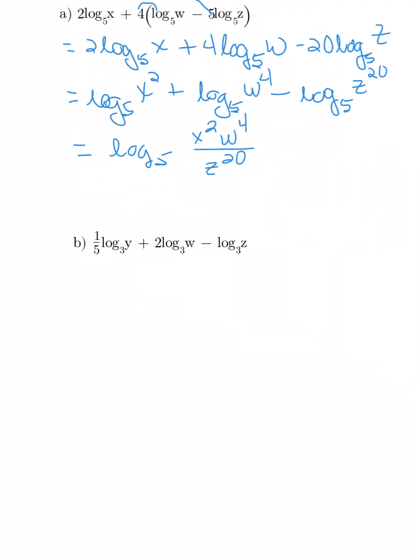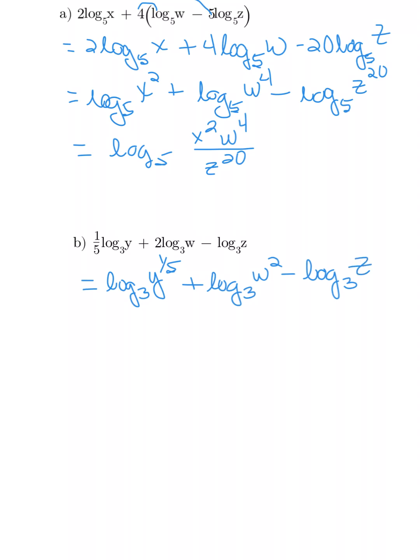The instructions are the same for this problem. The only difference is that one of our coefficients is a fraction. Our first term then will become log base 3 of y to the 1/5 power. Our second term, moving that coefficient up, will become log base 3 of w squared. And the last term does not have a coefficient, so it's going to stay as is, log base 3 of z.